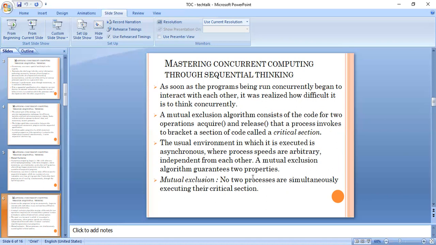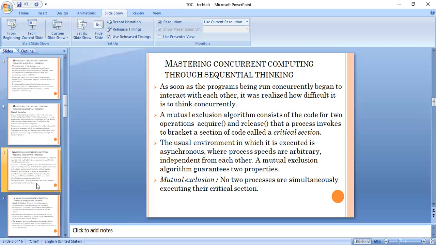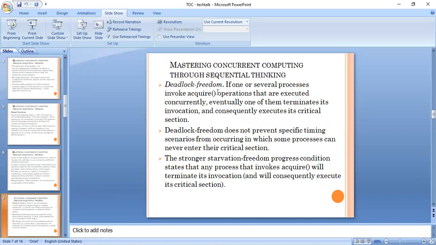Mutual exclusion: no two processes simultaneously execute in the critical section. Deadlock freedom: if one or several processes invoke the acquire operation concurrently, eventually one of them terminates its invocation and consequently executes its critical section.